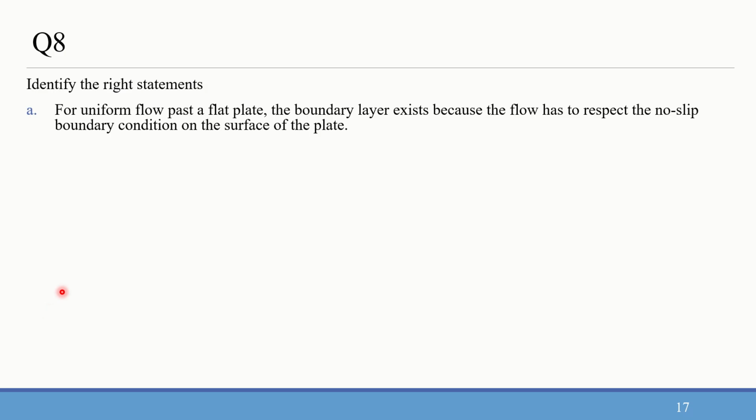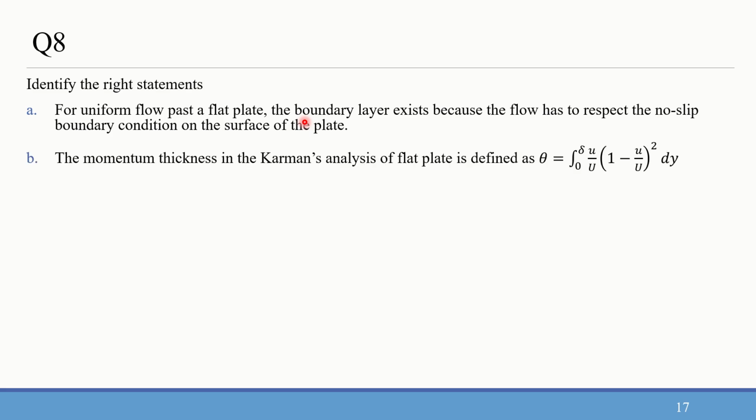We'll go to question 8. Identify the right statements. So now we are given a few statements, and we have to identify which one of them are right. For a uniform flow past a flat plate, the boundary layer exists because the flow has to respect the no slip boundary condition on the surface of the plate.